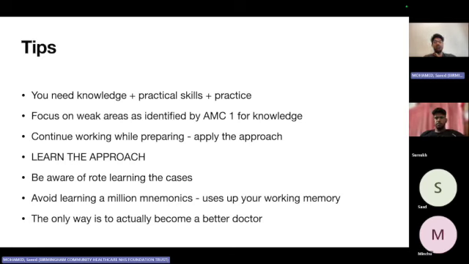And the only way to actually pass this exam, and for your journey in the future to be easy, is for you to actually become a better doctor. There's no how do I hack this exam. There's nothing about hacking this exam. You actually just have to become a better doctor, unfortunately or fortunately. All right.